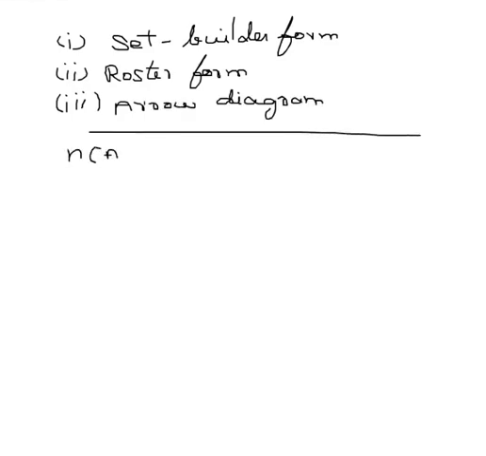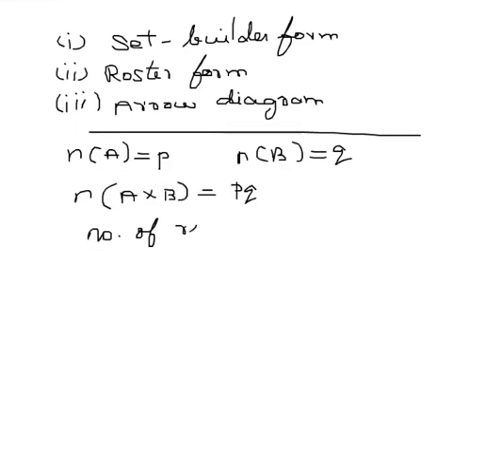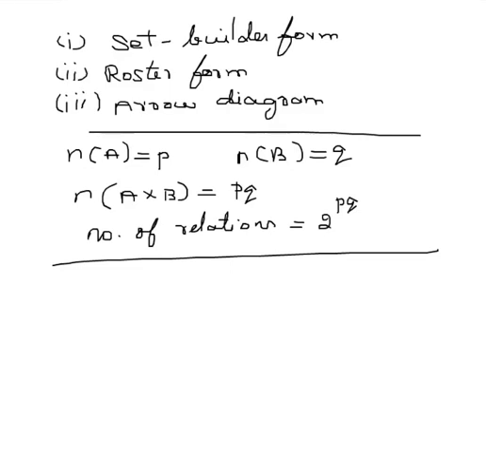Now if a set A has P elements and set B has Q elements, we know that the Cartesian product of these two sets will have PQ elements. And the definition of a relation is every subset of A cross B is a relation. So how many subsets can we write for A cross B? 2 power PQ. Therefore, the number of relations defined from A to B will be 2 raised to PQ. These many relations can be defined.